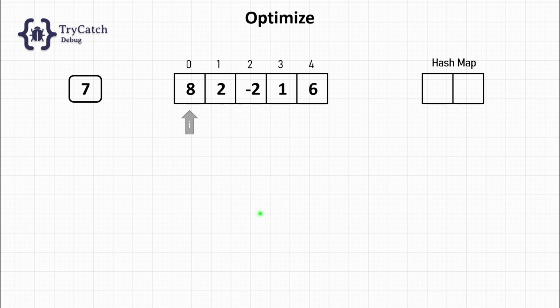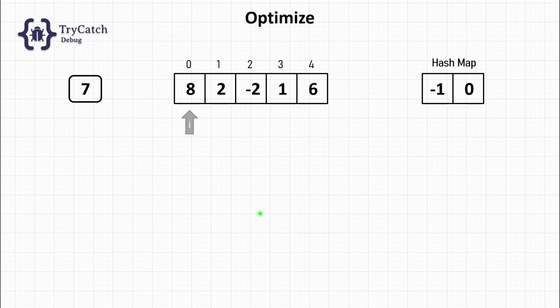Element 8 at index 0 requires minus 1 to add up to 7. So if any element after index 0 is minus 1, then it will require index 0 to add up to 7. So we'll save minus 1 requires index 0 to add up to 7.